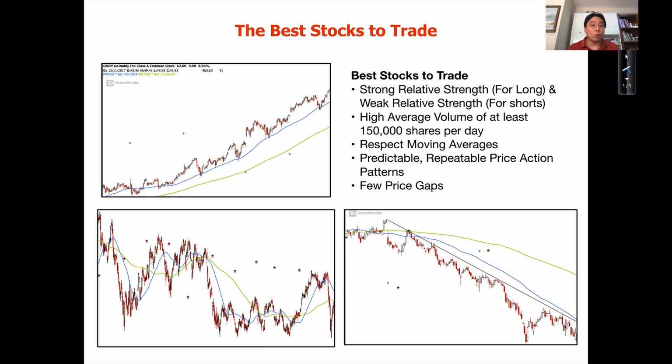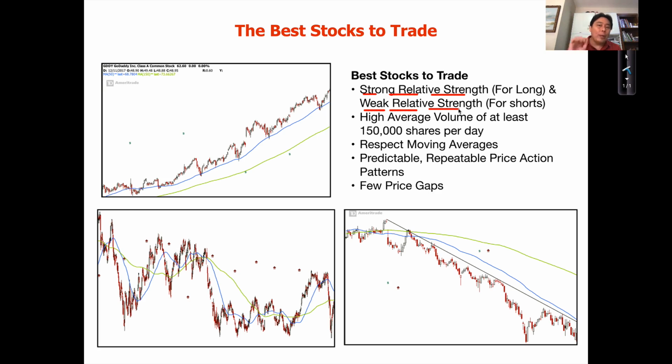So what are the best stocks to trade? Well, I mentioned before, we want to trade stocks going long only when they've got strong relative strength. And I showed you earlier the relative strength indicator should be rising above the baseline. At the same time, we're going to be learning about shorting as well, selling. You're going to go short with weak relative strength, when the relative strength is below the baseline and falling. That's the first thing to understand.